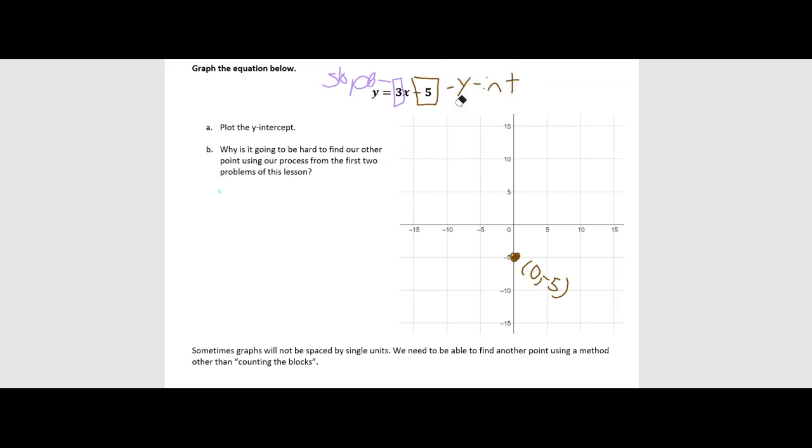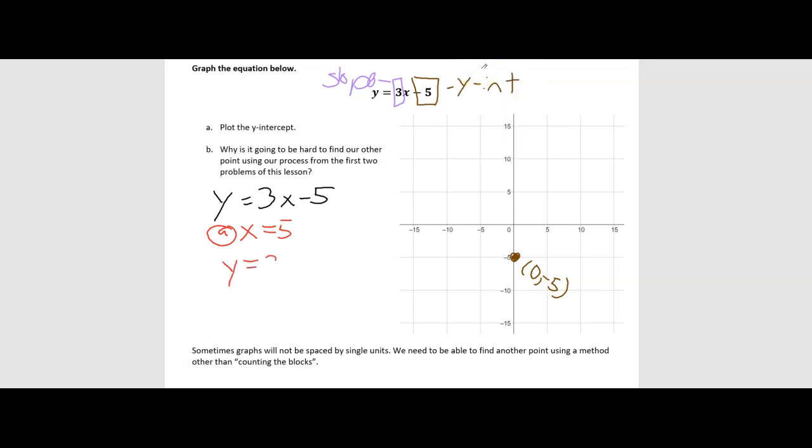I'm going to start with my original equation, so y equals 3x minus 5. And what I'm going to do is choose another value of x. Okay, so I'm going to choose x equals 5. So when x equals 5, now let's figure out what my y value is.